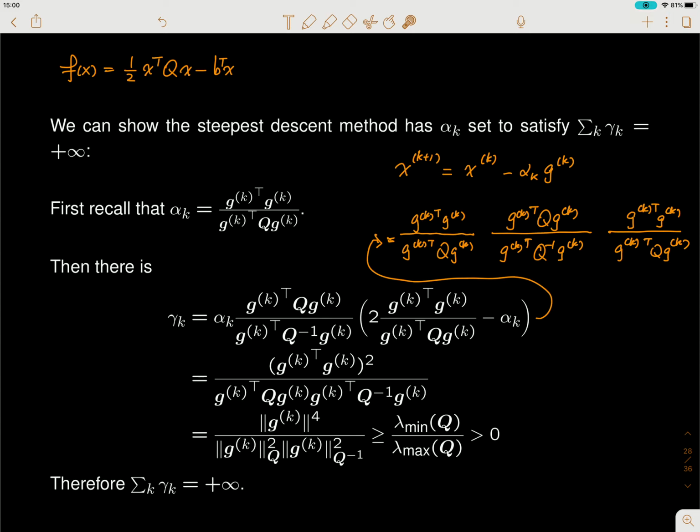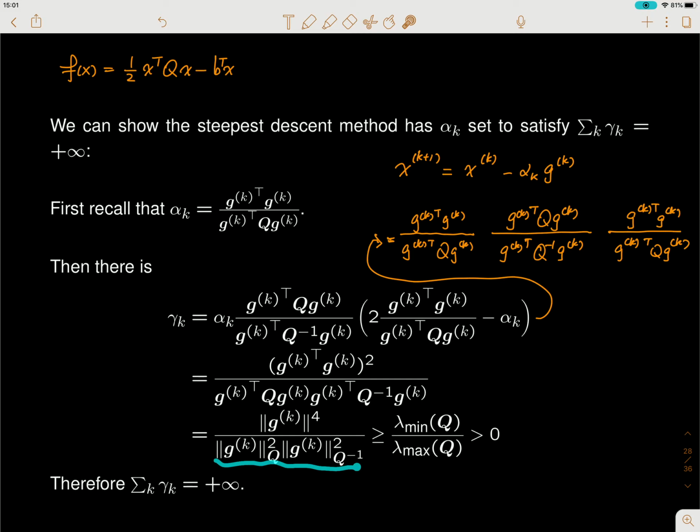And we just need to see if this gamma k sums to infinity. Okay, we will take the sum of this gamma k for k from 1 to infinity, what happens? Okay, so a very easy way to show that the sum of gamma k is infinity is to show that this number is actually bounded below by some constant independent of k.